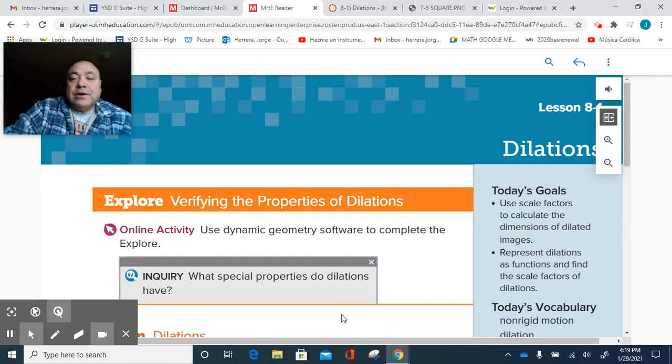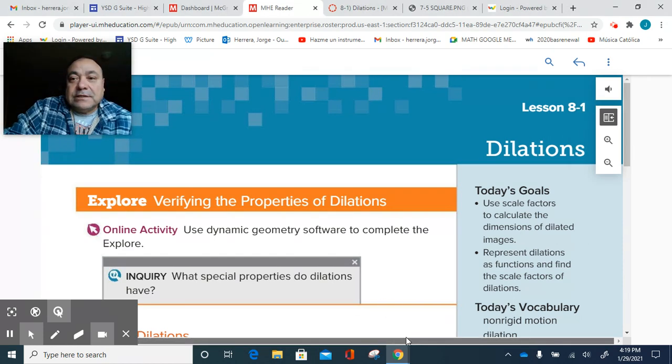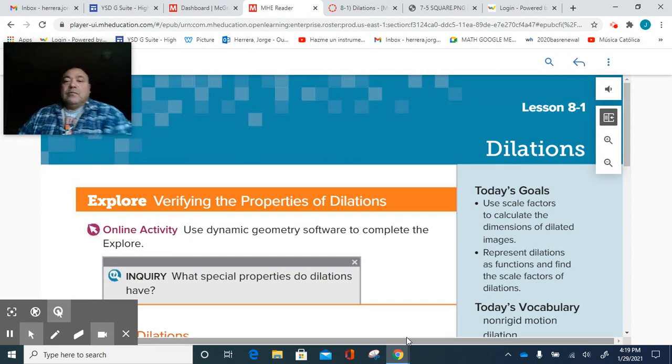Okay, today we're going to learn about dilations, guys. And it's like scales. We're going to go from large to small or from small to large. And we want to see how we can compare that.